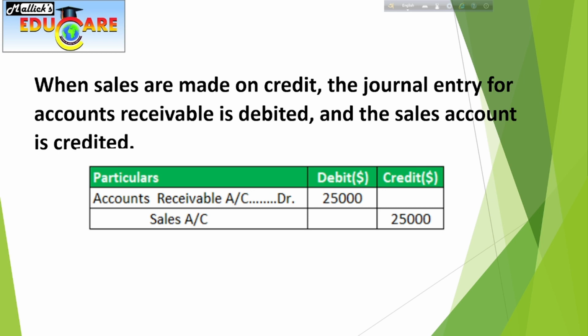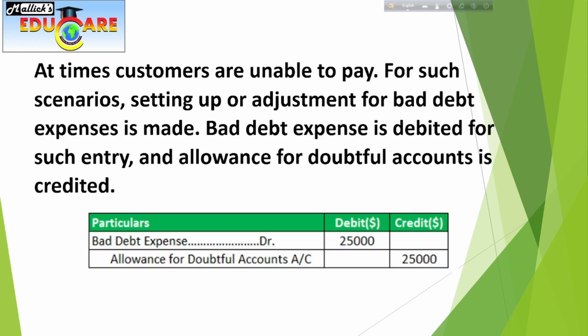When sales are made on credit, the journal entry for accounts receivable is debited and the sales account is credited. That is, the journal entry is accounts receivable account debit 25,000 USD and sales account credit 25,000.